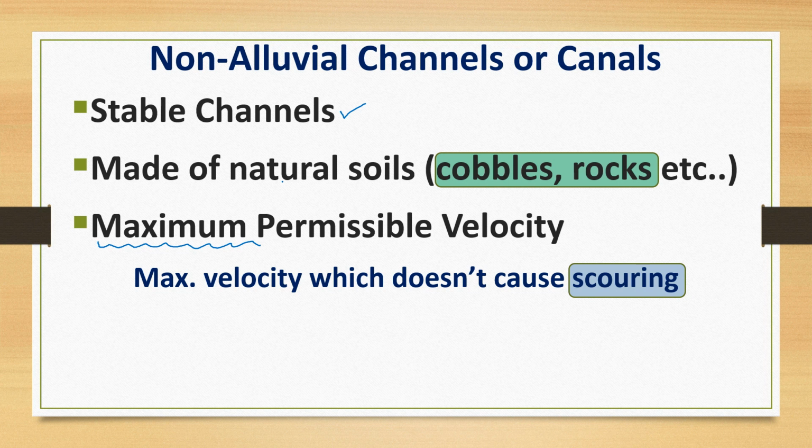So there are three characteristics of a non-alluvial channel. The first one is that they are stable channels, so there is no transport of material or no erosion of material from one section to another. They are made of natural soils, meaning there is no need of lining. They are made of cobbles, meaning their structure is made of cobble bed and banks, or rocks or strong clays, and they are designed for maximum permissible velocity. It means that there will be no silting problem in these channels.